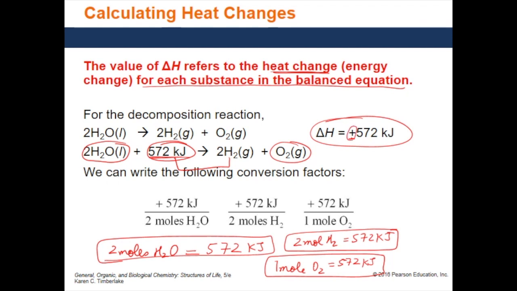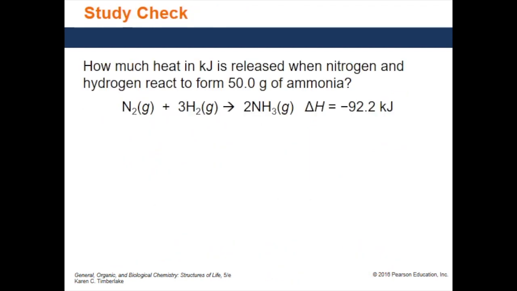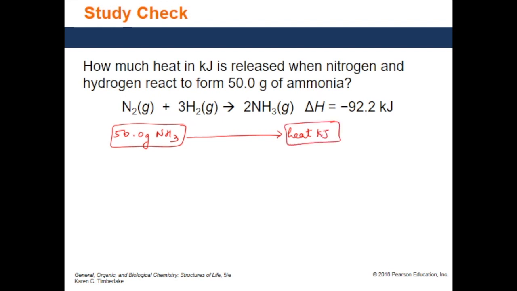If it has a negative sign, for all your conversion factors, you would include that negative sign. Okay, you can expect here something like this. How much heat in kilojoules is released when nitrogen and hydrogen react to form 50 grams of ammonia? What's given to us in the question is that 50 grams of ammonia is being produced. The question is asking how much heat in kilojoules is released in this process. So we need to go from grams of ammonia to heat energy released in the process.